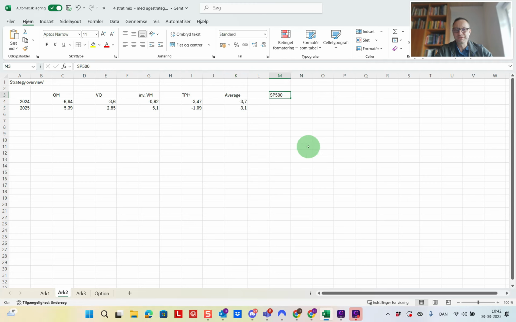Now, I've written S&P 500 here. We will have a benchmark out here. We just haven't decided on the right one yet that mirrors our strategies the best. So we will come up with a benchmark here to track how we are doing compared to the benchmark.